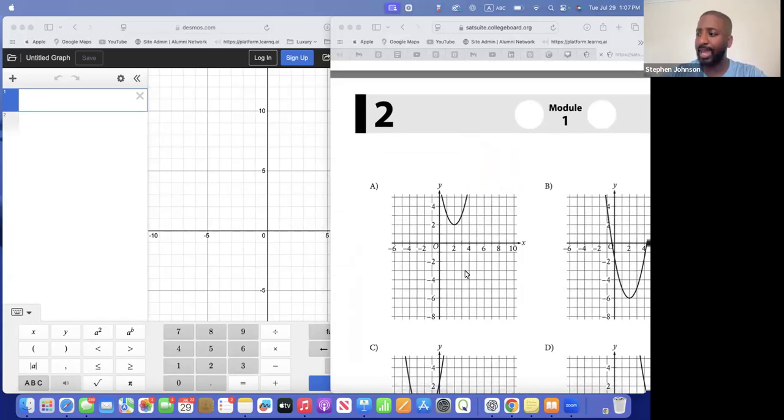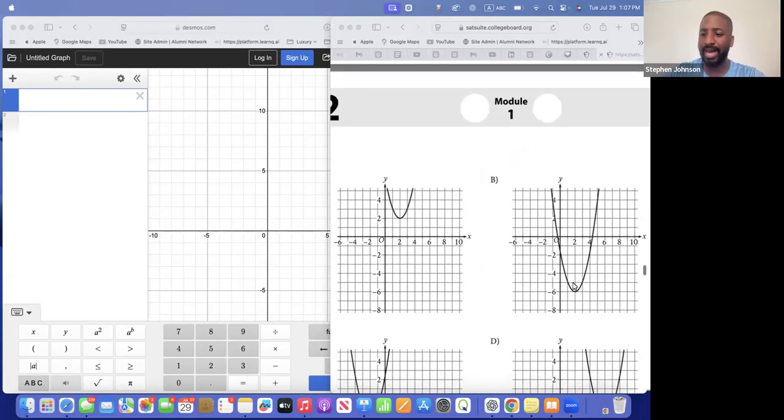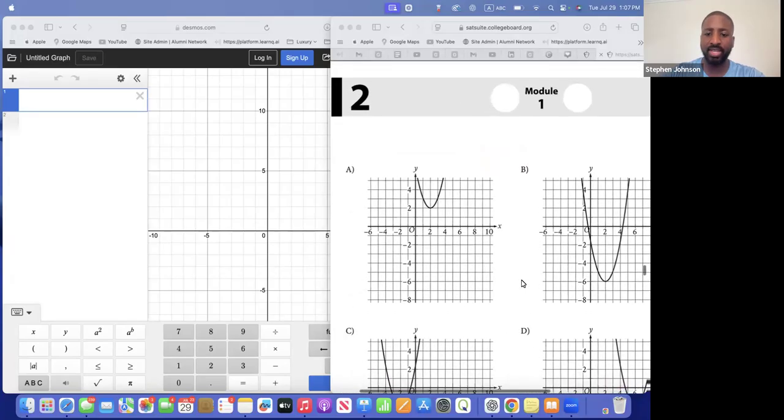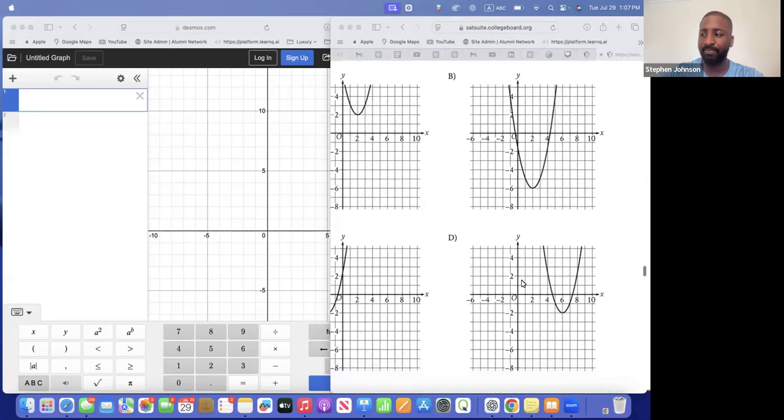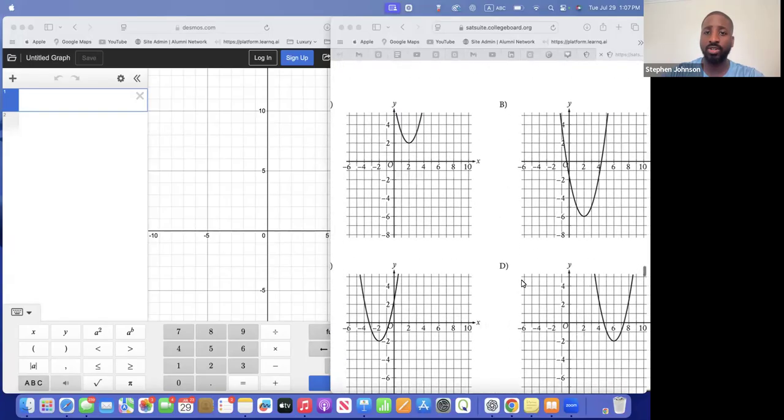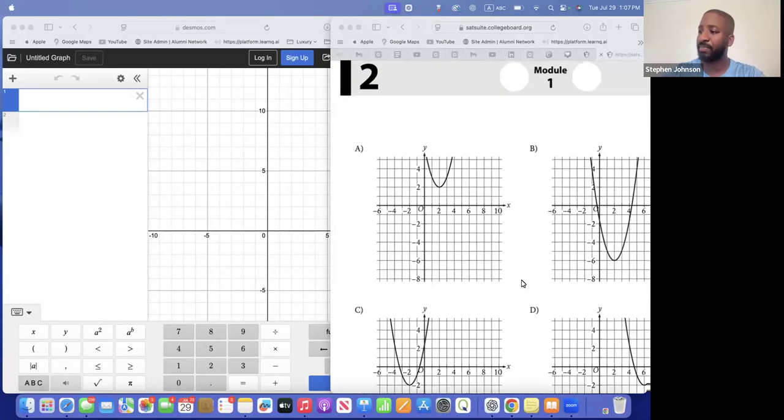We can see for choice A, the vertex is at 2, 2, which is nice. I'm not going to say that that's the right answer yet. I'm going to check the other ones. For choice B, it's not at 2, 2, so that's definitely making choice B incorrect. Choice C is also not there, and choice D is also not there, which means choice A must be the correct answer. Just that easy, guys.